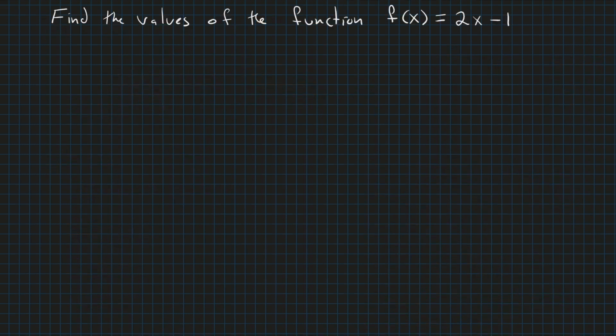To wrap this section up, we're going to talk about finding the values of the function f of x is equal to 2x minus 1. So this is a symbolic representation of the function. Using function notation, we're representing this function f of x with the values of 2x minus 1. The first thing you should notice is that this is a linear function.